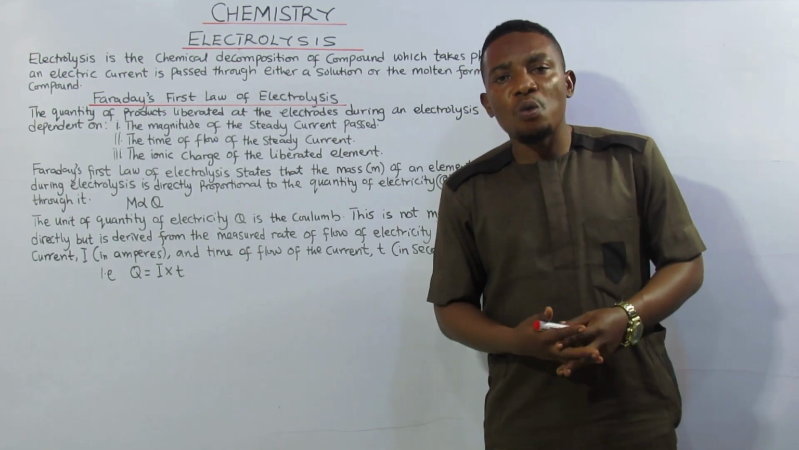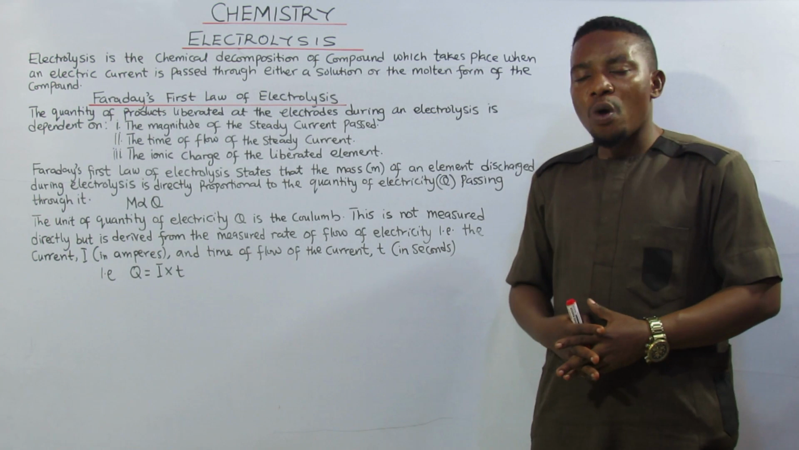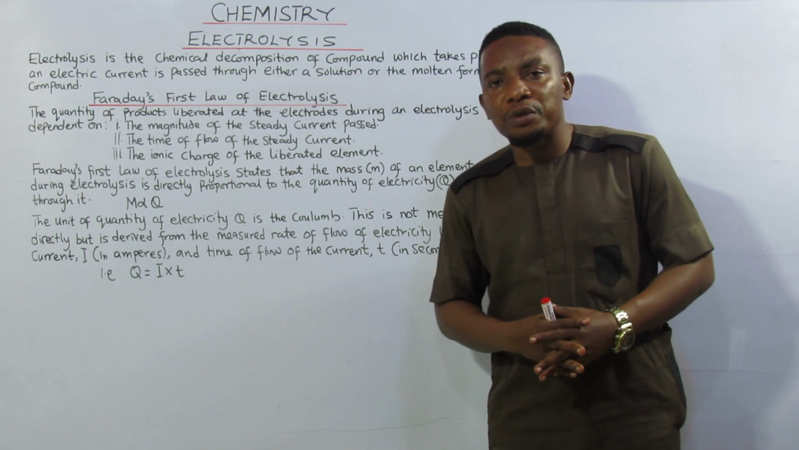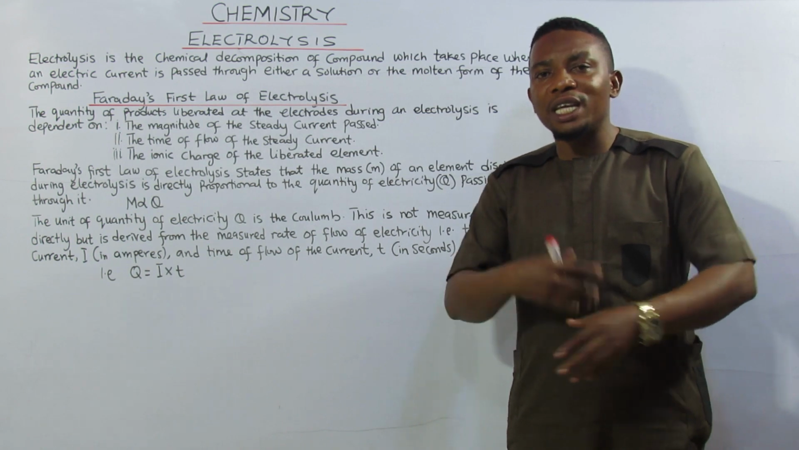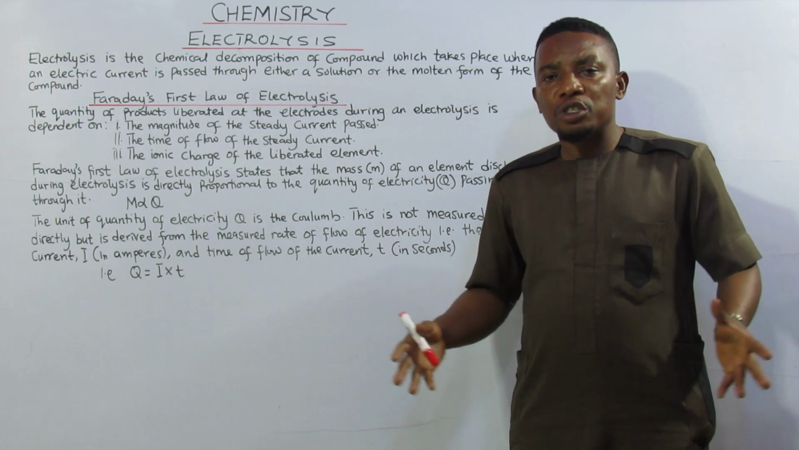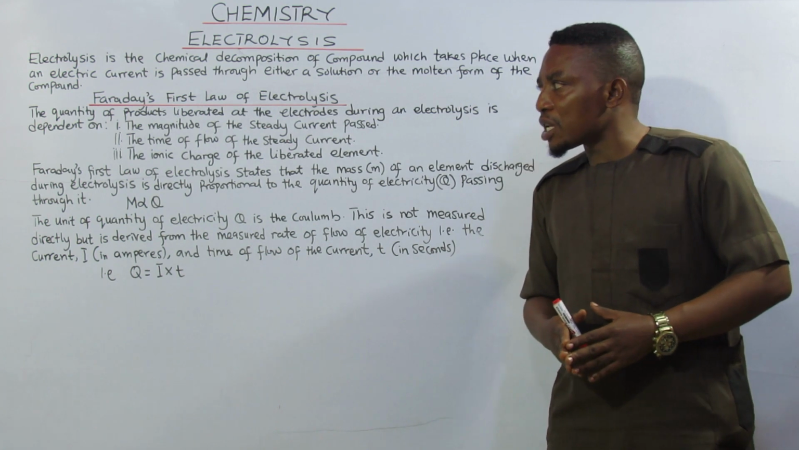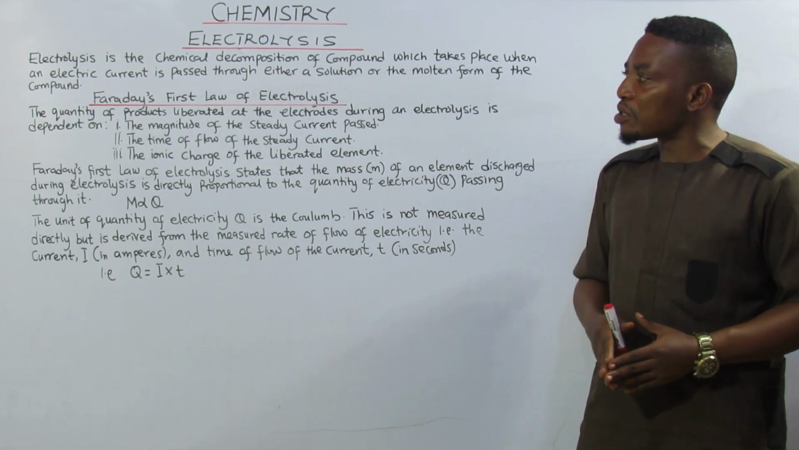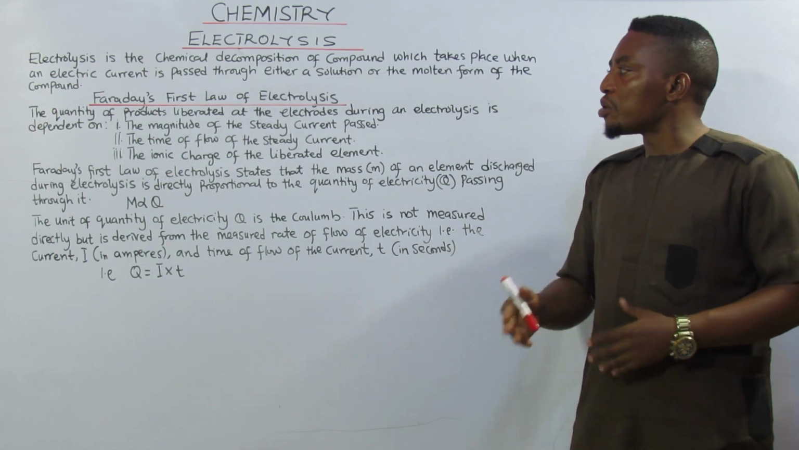For example, when we have H2SO4, it is an aqueous solution. When you pass a direct current through the electrode, you will see that the ions will dissociate. Before, the ions were moving in a random motion. But once there is a direct current, there will be dissociation of ions, and ionization will take place. In that context, you say that electrolysis has taken place. That's why we say it is the chemical decomposition of a compound, which takes place when an electric current is passed through either a solution or in a molten form.